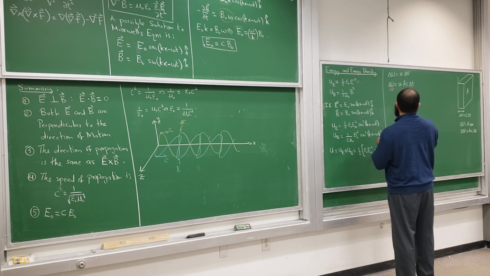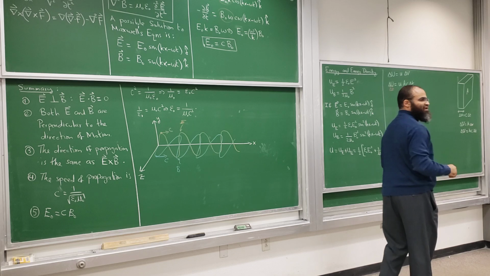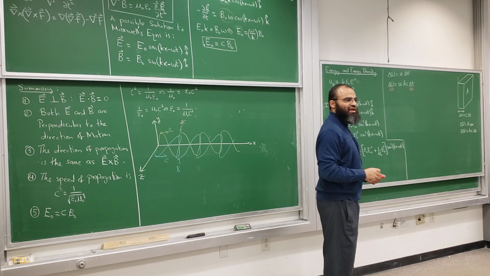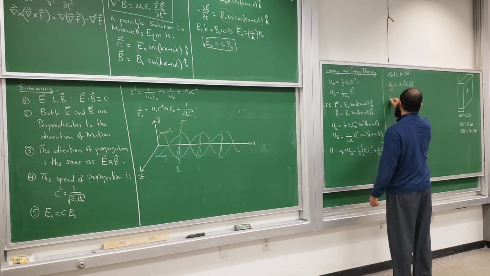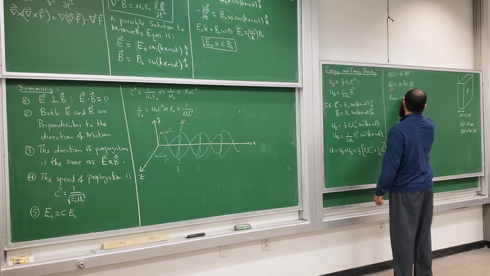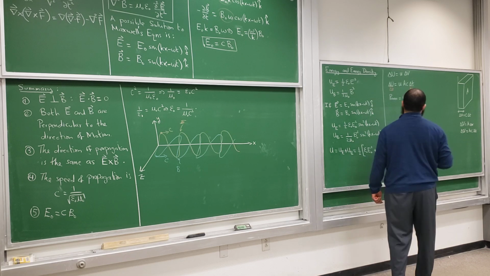I get delta U over delta T. That's the energy per unit of time. What is that? Power. So we get power. I will write the word power. It is U times A times C.